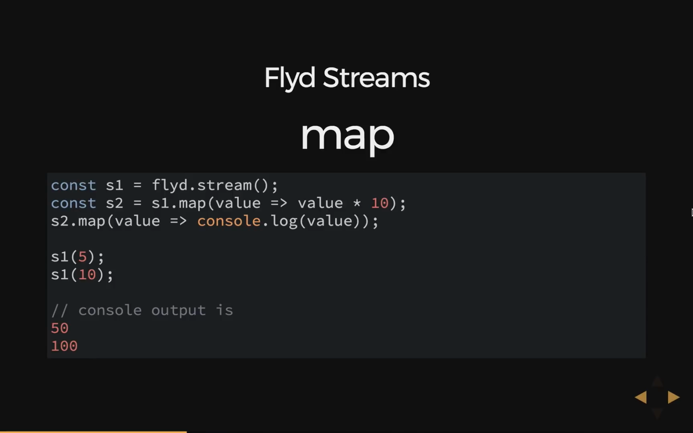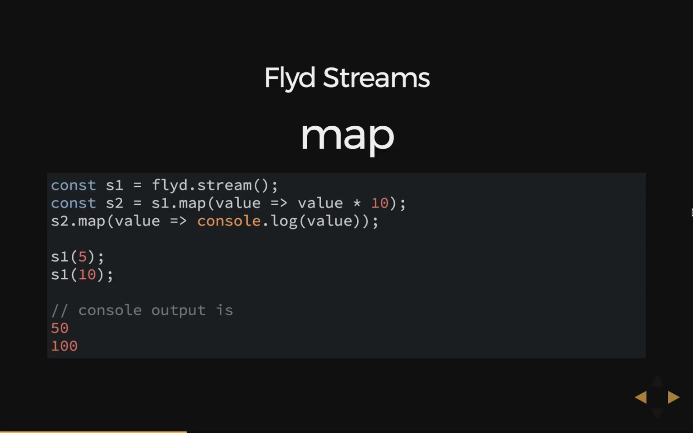If we pass in a function, every time a new value comes in, whatever we return from that function will be the new value on the resulting stream. So here we have a second stream that will be just all the values from the first stream multiplied by 10. We can also use map to perform side effects. So here I'm calling map on the second stream, and I'm logging the values to the console.